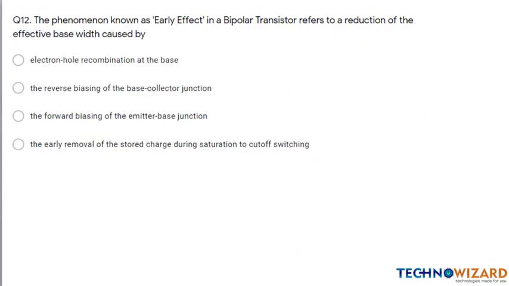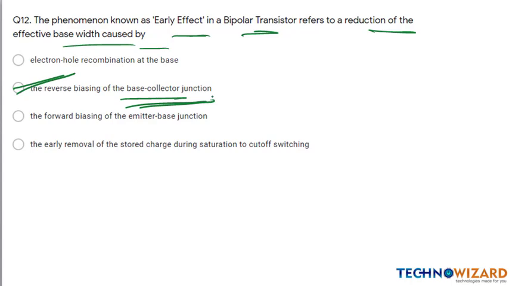Question number 12. The phenomenon known as early effect in a bipolar transistor refers to the reduction of effective base width caused by the reverse biasing of the base-collector junction. This is a very important question. Please remember this: early effect.